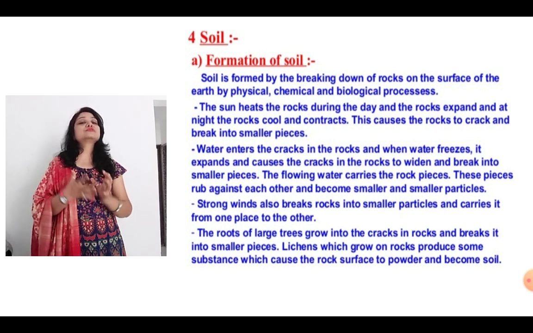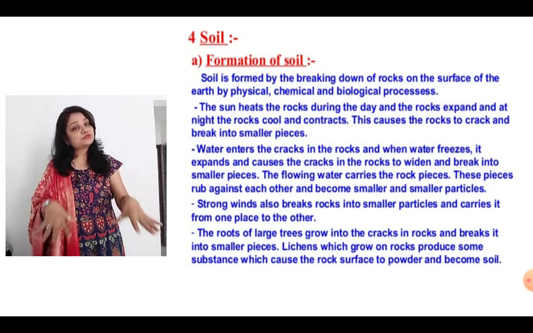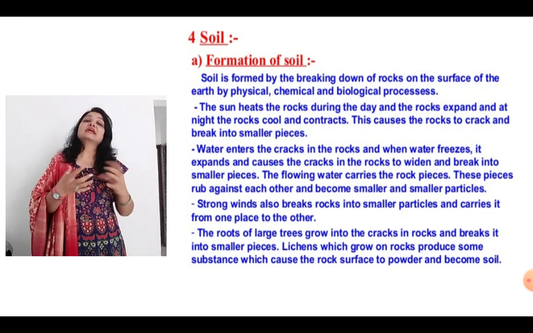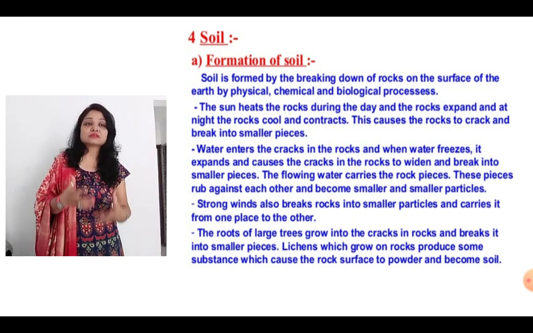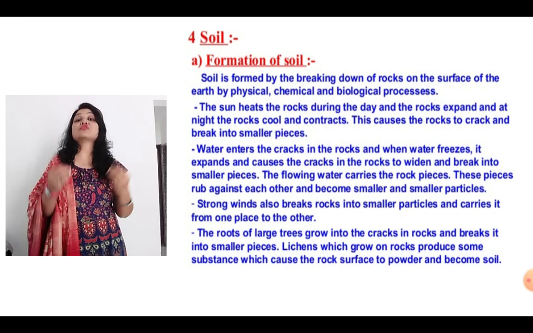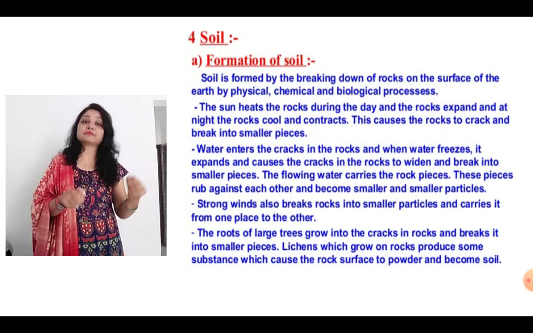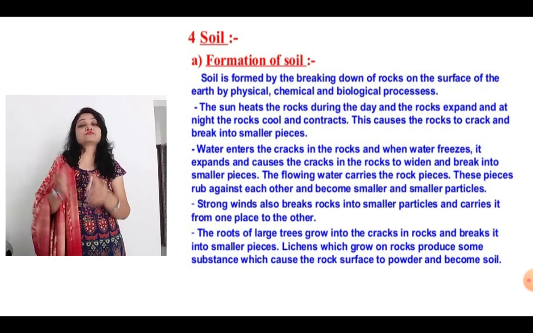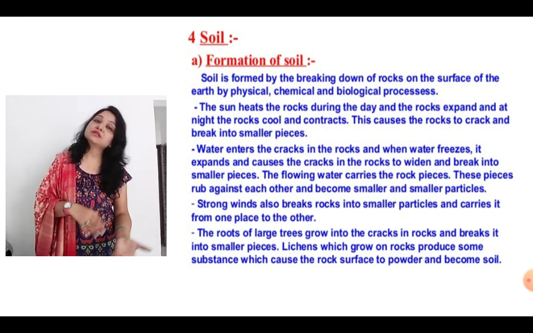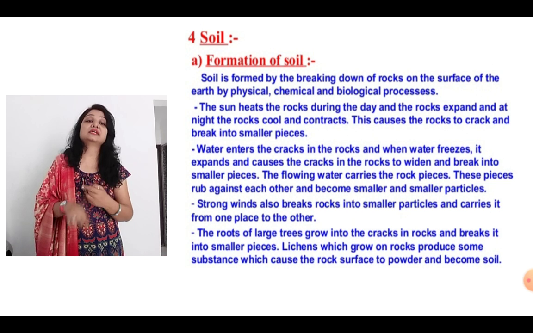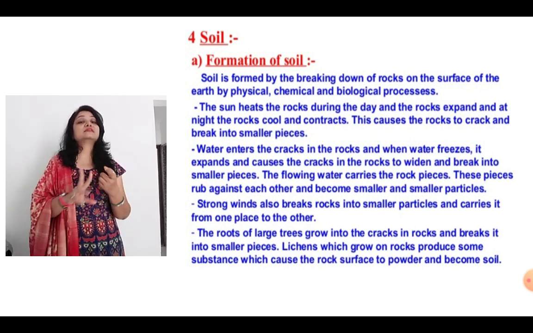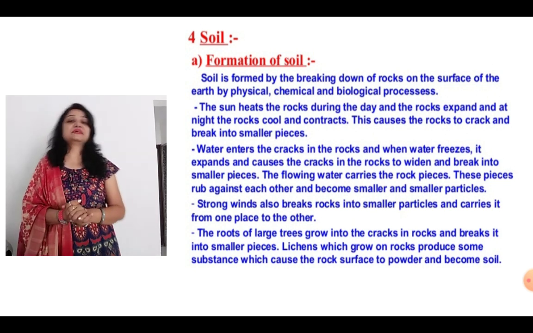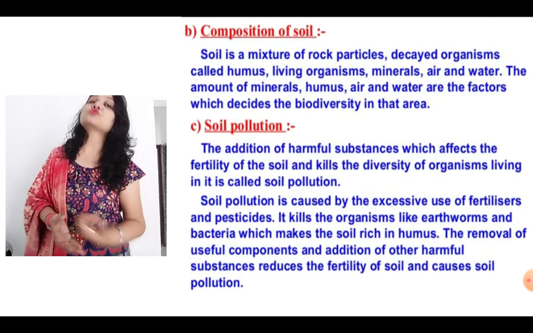The roots of large trees grow into the cracks in rocks and also break the rock into smaller pieces. Lichens which grow on the rocks produce some substances which cause the rock surface to powder and become soil. So this is how various factors act to convert rock into soil. The water, the air, the lichen, the trees, all are acting on the rocks to convert them into soil.